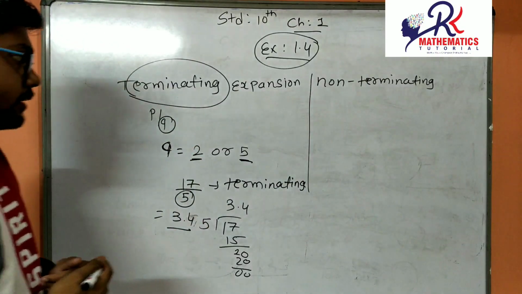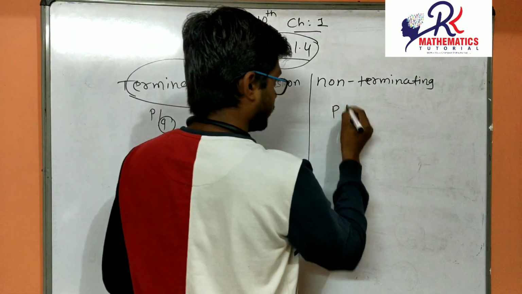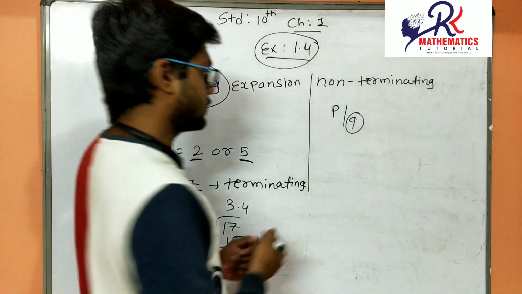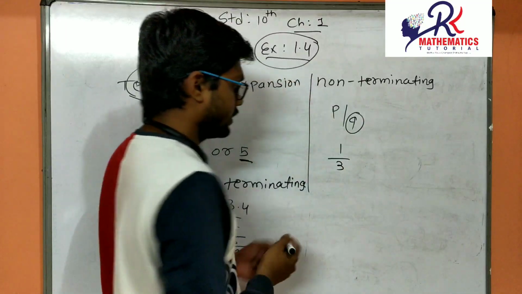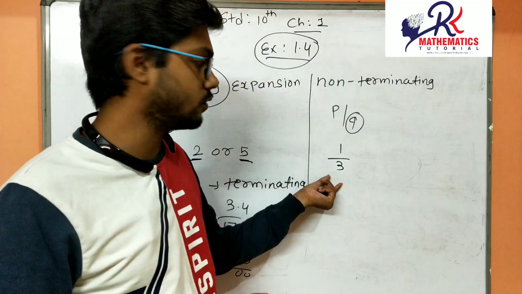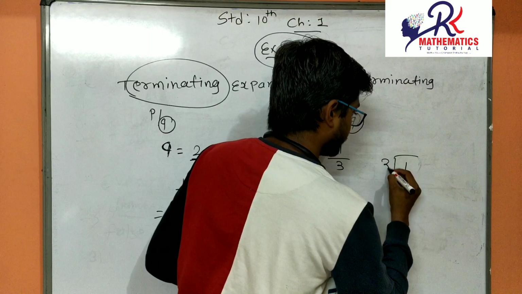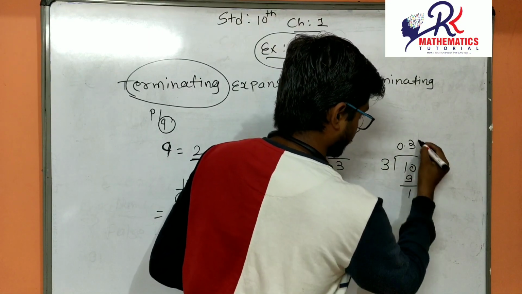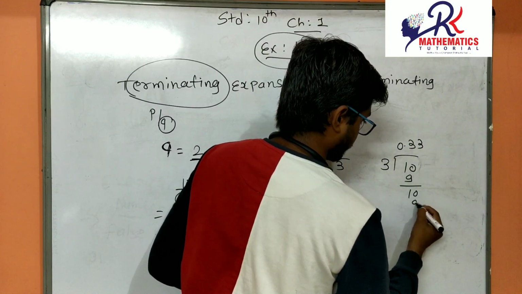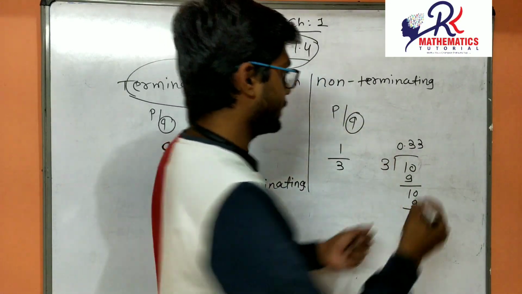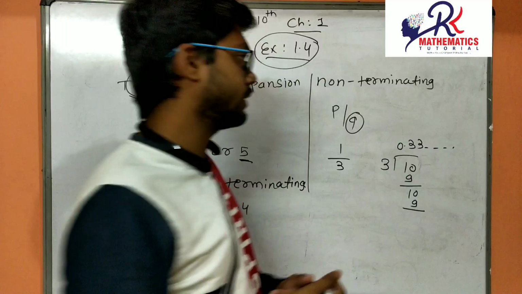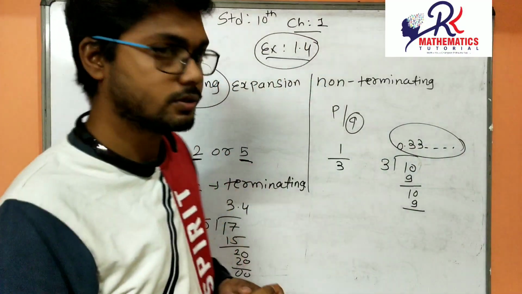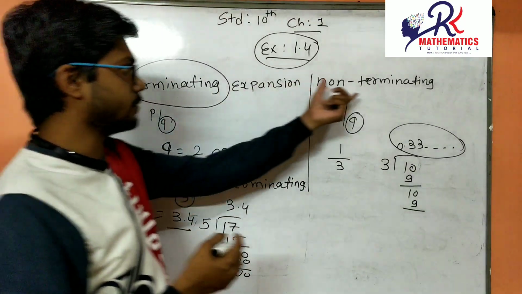Whereas in non-terminating, if you take an example in p by q form, the q is a multiple of something other than 2 or 5. Suppose we take the example 1 by 3. Here 3 is not a multiple of 2 or 5, so you can divide here. This number will go continuously to infinity. So this type of number is basically a non-terminating number. So this is terminating and non-terminating.